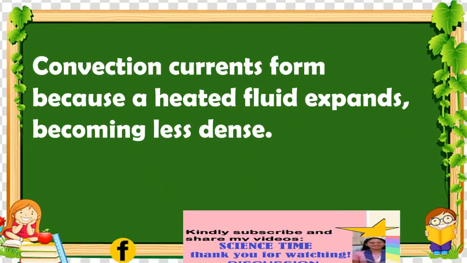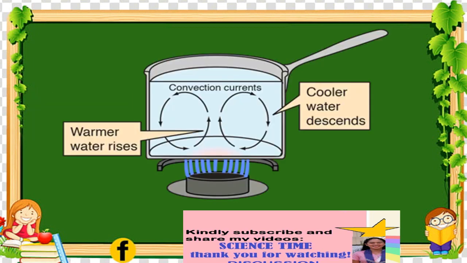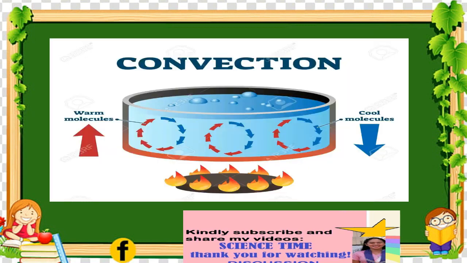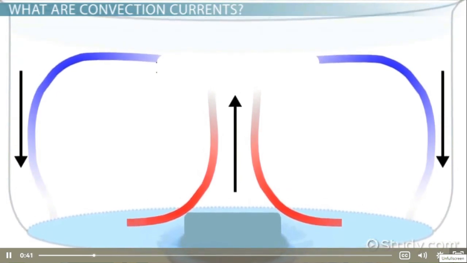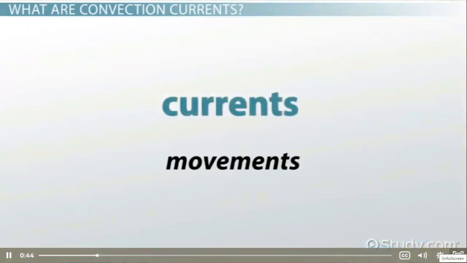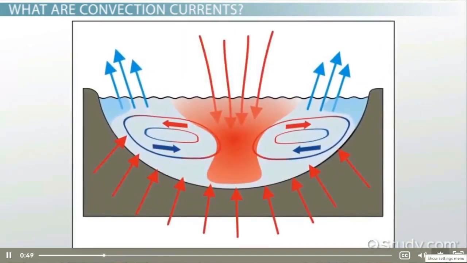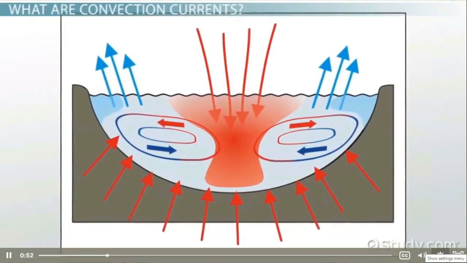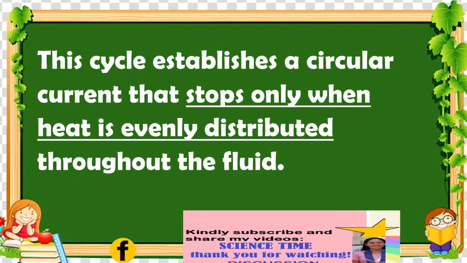Convection currents form because a heated fluid expands, becoming less dense. The less dense heated fluid rises away from the heat source. As it rises, it pulls cooler fluid down to replace it. This fluid in turn is heated, rises, and pulls down more cool fluid. This cycle establishes a circular current that stops only when heat is evenly distributed throughout the fluid.